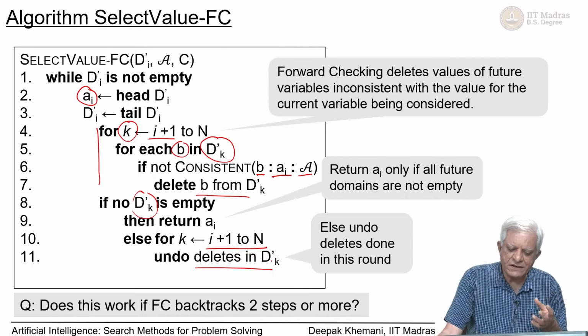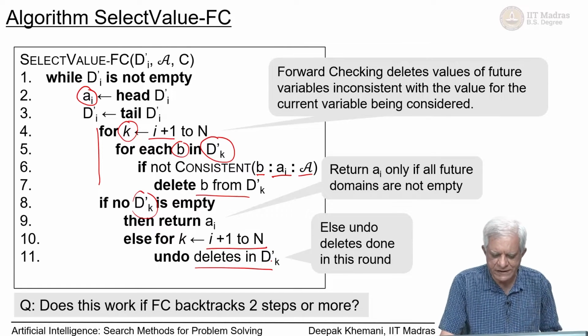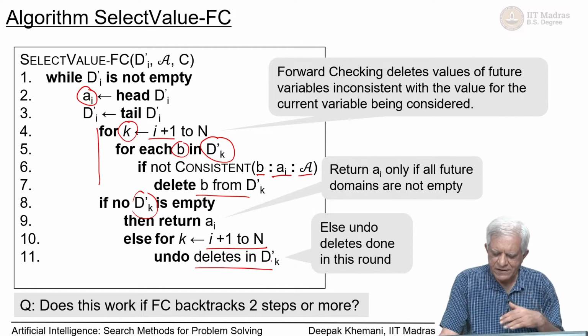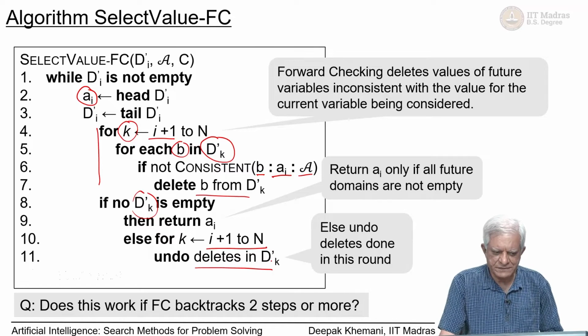So, again you need to think a little bit about whether undoing it like this works if the algorithm had to backtrack 2 steps or 2 more steps, or do we need to specify more details. But here we have only focused on the general idea that this is how forward checking happens, that it deletes values from future variables.